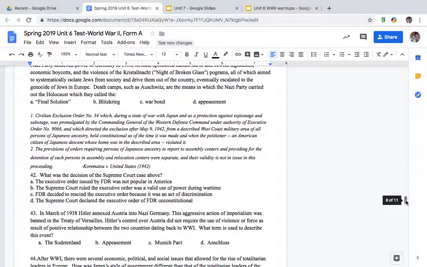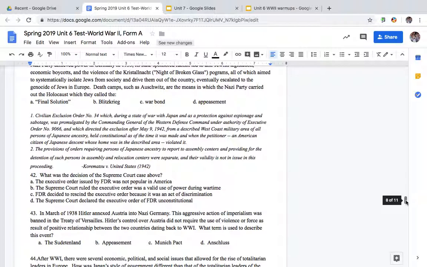Number 42. The Civilian Exclusion Order Number 34, which during a state of war with Japan and as a protection against espionage and sabotage, was promulgated by the Commanding General of the Western Defense Command under authority of Executive Order Number 9066, which directed the exclusion after May 9, 1942, from a described West Coast military area of all persons of Japanese ancestry. Held constitutional as of the time it was made, and when the petitioner, an American citizen of Japanese descent whose home was in the described area, violated it. 2. The provisions of the orders requiring persons of Japanese ancestry to report to assembly centers and providing for the detention of such persons in assembly and relocation centers were separate, and their validity is not an issue in this proceeding. Coming from Korematsu versus the United States.